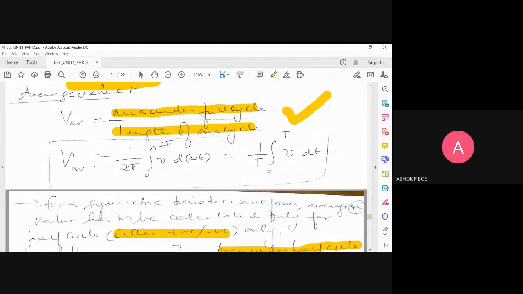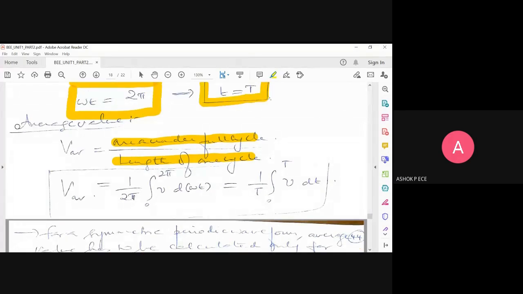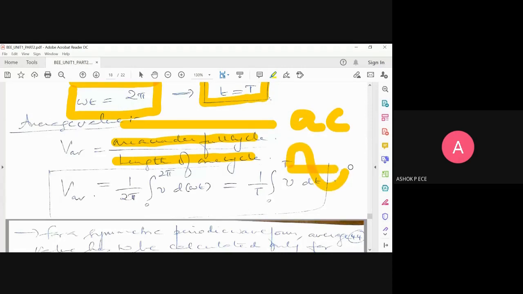We are going to define a new term called average value. The average value is applicable only for AC signals. Why do we find the average value for an AC signal? Because the AC signal keeps on varying, right? When something is varying continuously, you cannot describe it by a fixed value. So if I want to find the average value over which the signal varies, I am going to find a parameter called average voltage or average current.